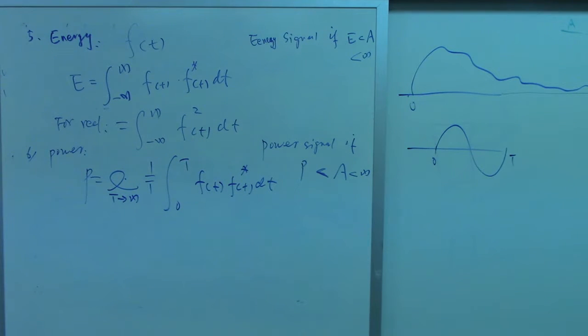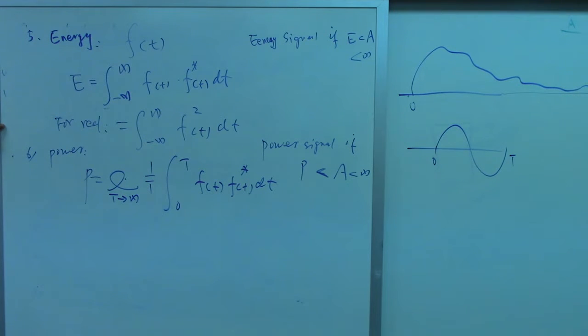Let's discuss, for example, thermal noise. When we analyze circuit systems and communication systems, thermal noise is always there. Do you think thermal noise is a power signal? Is the power limited? The power is limited, right? The thermal noise power is very small.